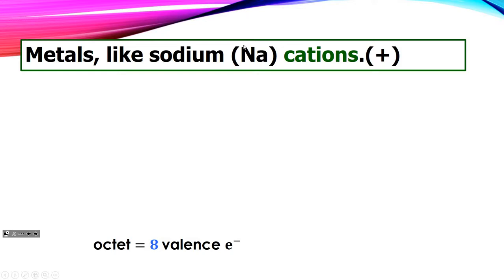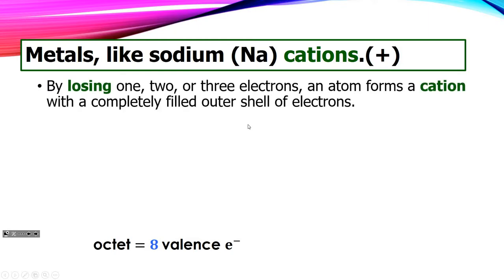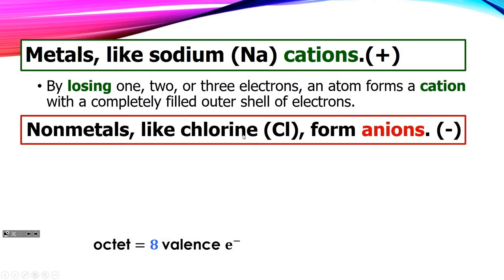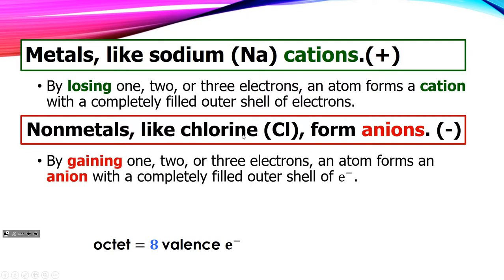So metals like sodium will become cations, which are positive. So on the bottom left of the staircase, they're going to be positive. That's because they want to lose 1, 2, or 3, sometimes 4 electrons to form what we call a cation. Non-metals above the staircase will become negative, or anions, because they will tend to want to gain an electron to become like the noble gas right by them.